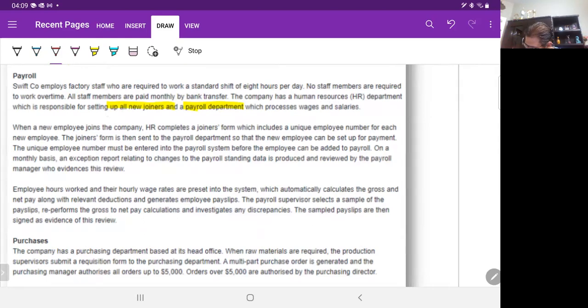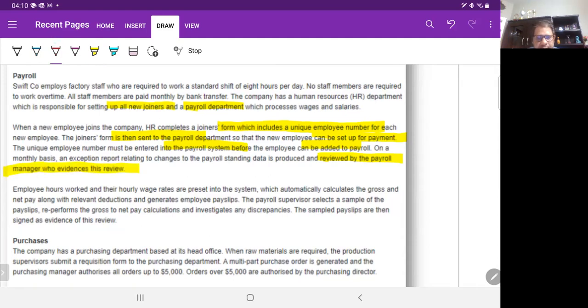Not yet. When a new employee joins the company, the HR completes a joiners form, which includes a unique employee number for each new employee. The joiners form is then sent to the payroll department so the new employee can be set up for payment. The unique employee number must be entered into the payroll system before the employee can be added to payroll. On a monthly basis, an exception report relating to changes to payroll standard data is produced and reviewed by the payroll manager, who evidences this review. Okay.